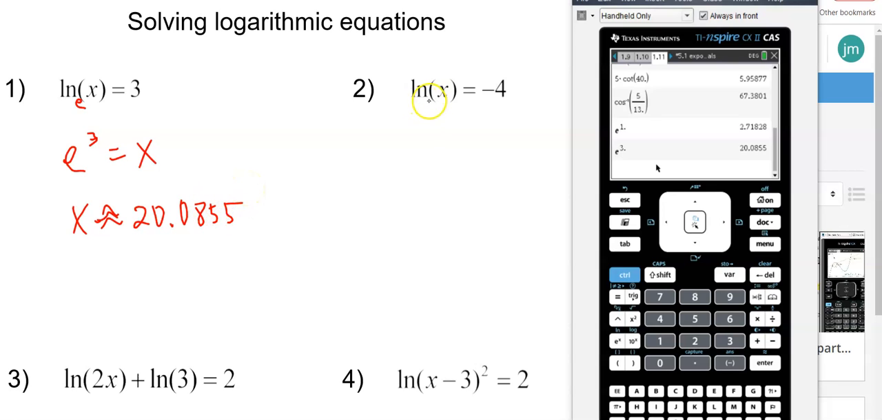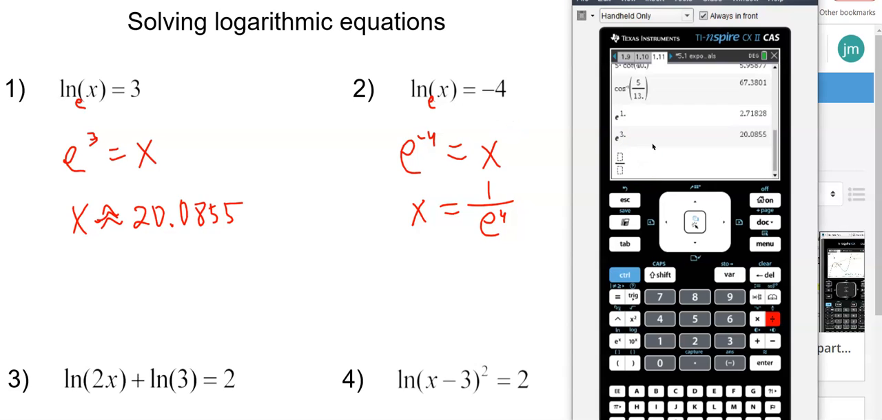Let's try this one. Again, put it in the right form. It would be e to the negative 4 equals x. That's the exact answer, but I don't like that answer because we don't like negative exponents. So I would rewrite that as 1 over e to the 4th. That's the exact answer. And then if you have your calculator handy, you can put a fraction template 1 over, and then hit the e to the x button, e to the 4th. And you get x is approximately equal to 0.0183.